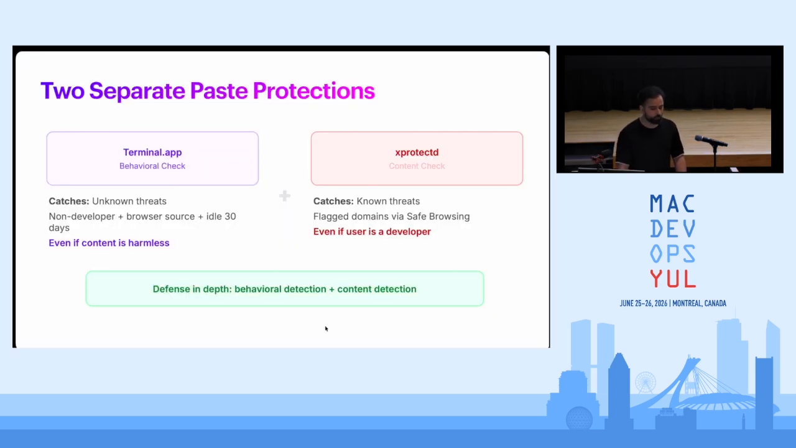So these two different systems complement each other. Terminal is the behavioral one. It catches the pattern where someone who isn't a developer is pasting from a browser and hasn't opened terminal in months, even if what they pasted is totally harmless. And XProtect D is the content one. It catches known malicious domains, even if you're a developer who lives inside of terminal. So you get the behavioral detection and the content detection together.